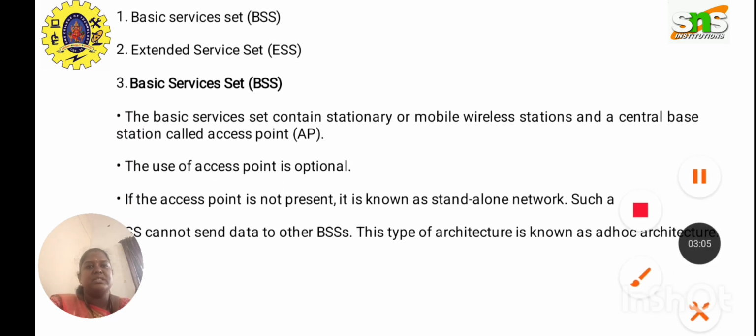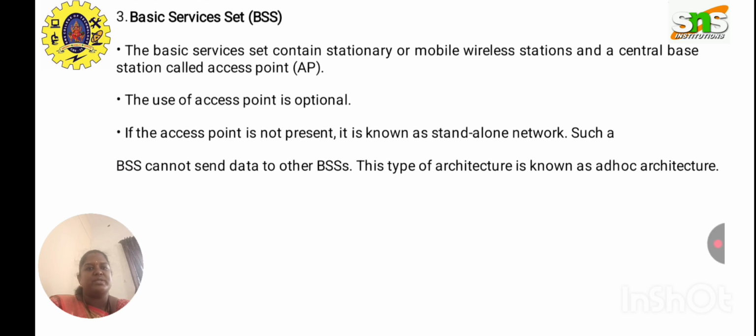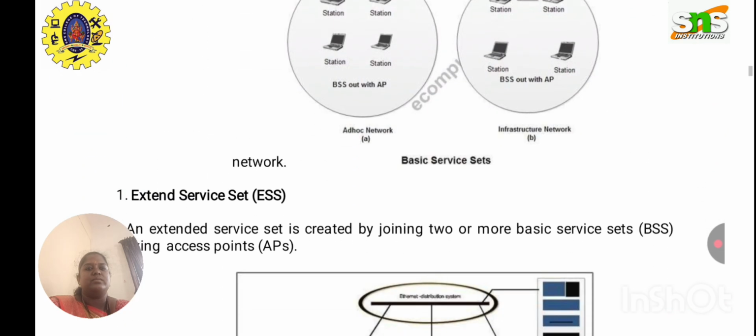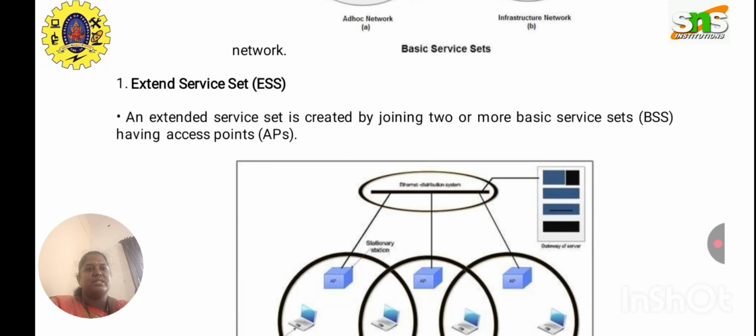Basic service set means a stationary or mobile wireless station and a central hub station called the access point. The use of an access point is optional. If the access point is not present, it is known as a standalone network. Such a BSS cannot send data to another BSS. This type of architecture is called an ad hoc architecture. And then we are having the extended service set. An extended service set is created by joining two or more basic service sets having access points.